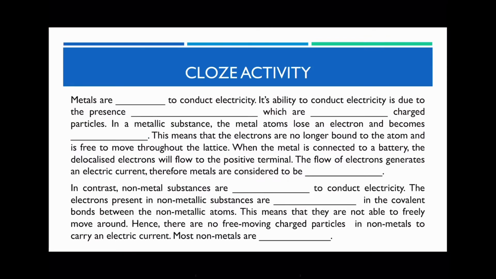So this is a cloze activity that we did in our last lesson. I didn't really go through the answers with you, but I'm hoping that you have done this. Firstly, metals are able to conduct electricity. So the first word should be "able".